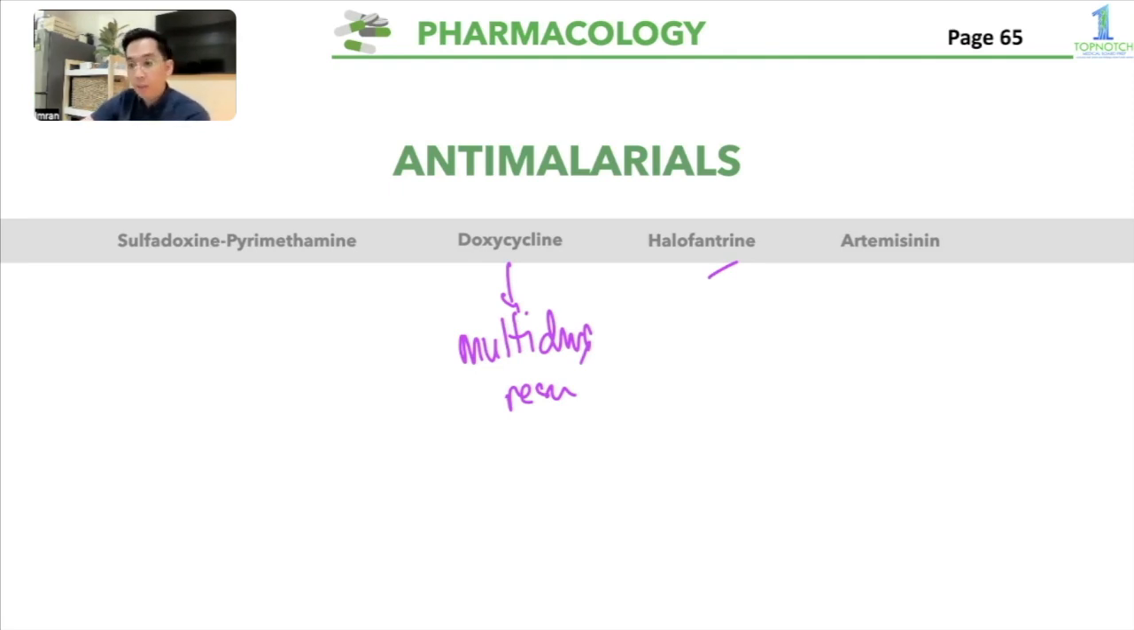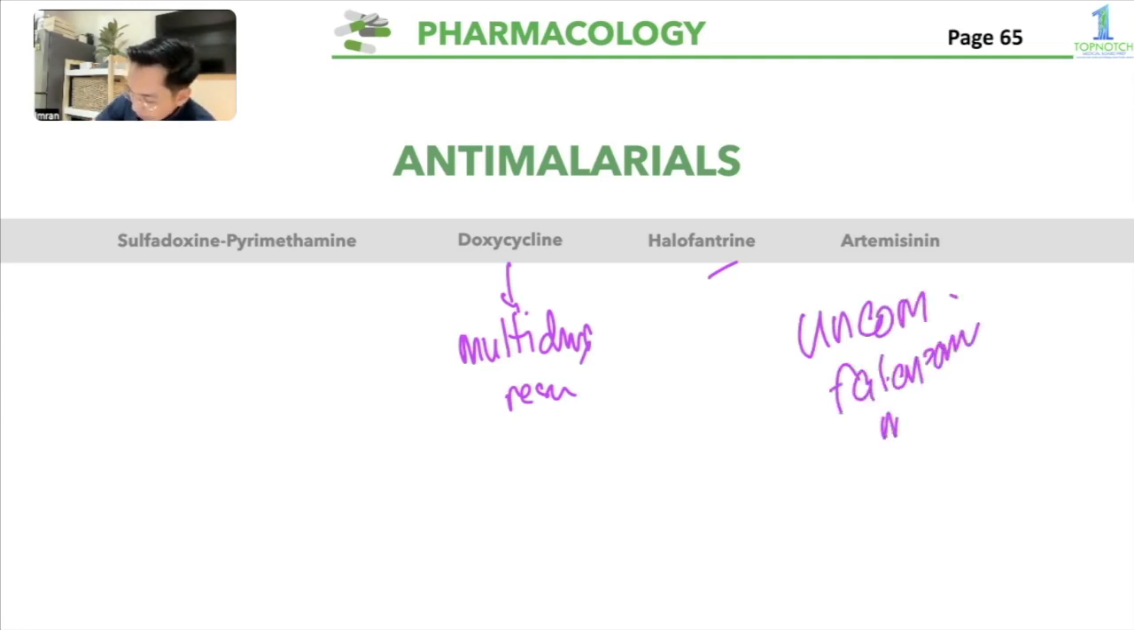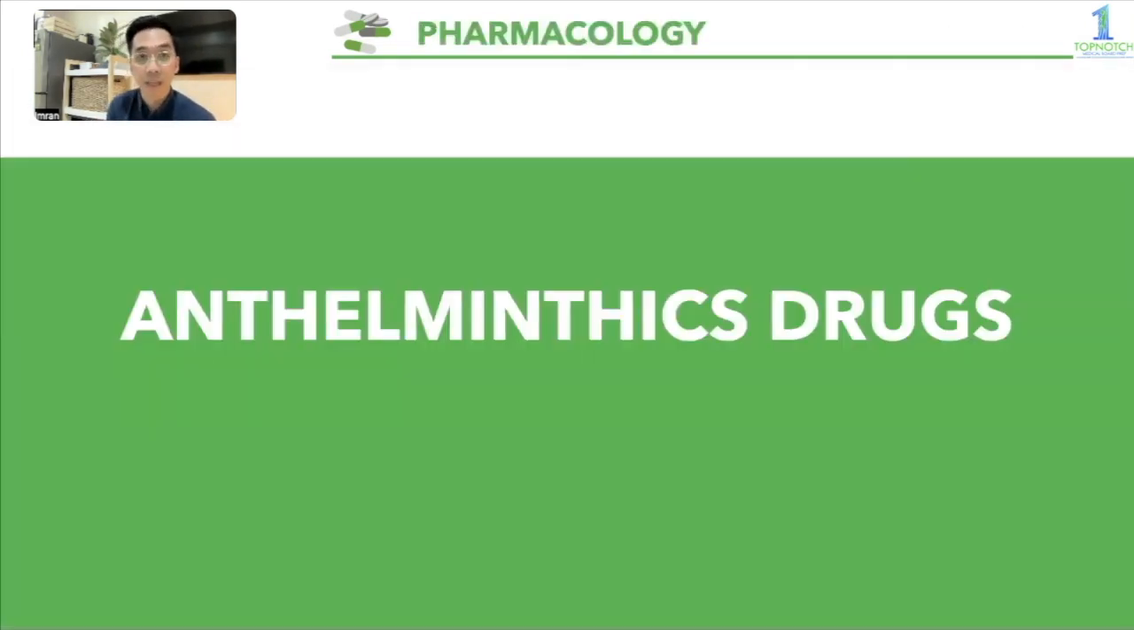Okay? Yung next is your artemether and lumefantrine naman. Your artemether and lumefantrine, pwede siyang gamitin for uncomplicated falciparum malaria in the Philippines. Okay? So it's sold in the brand name na Coartem. Alright? So yan yung ating mga anti-malarial agents natin.